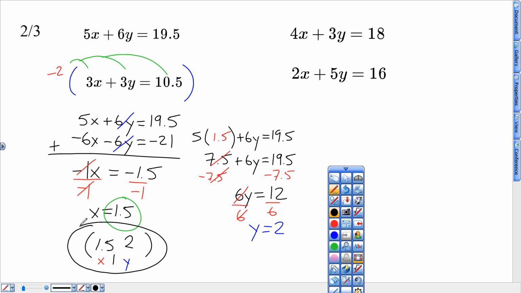If you wanted to check, you could plug those in. I guarantee you plugging in 1.5 for x and 2 for y, it's going to give you both those numbers up there. All right, here we go.